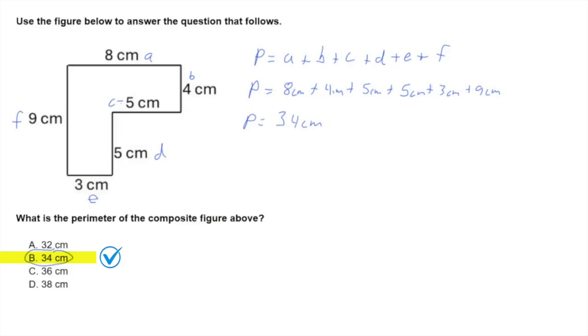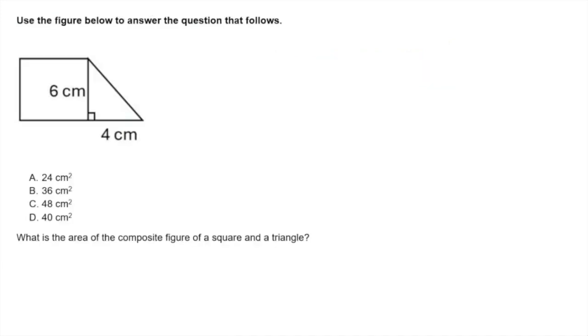Great job! Use the figure below to answer the question that follows. We've got a composite shape with a couple of dimensions applied: 24 centimeters squared, 36 centimeters squared, 48 centimeters squared, 40 centimeters squared. What is the area of the composite figure of a square and a triangle?